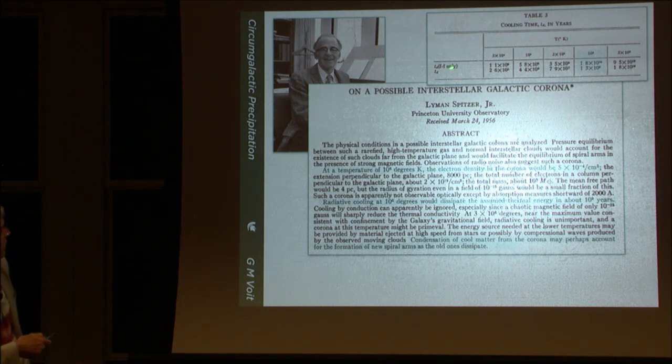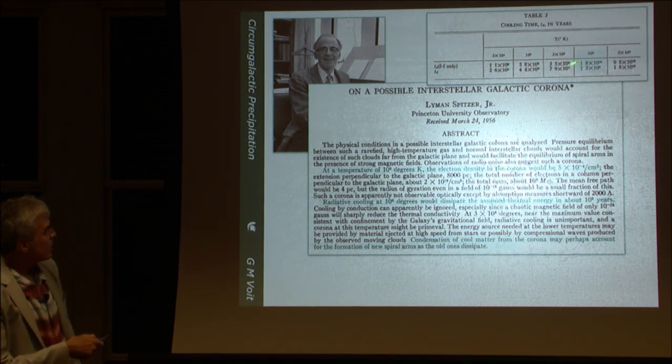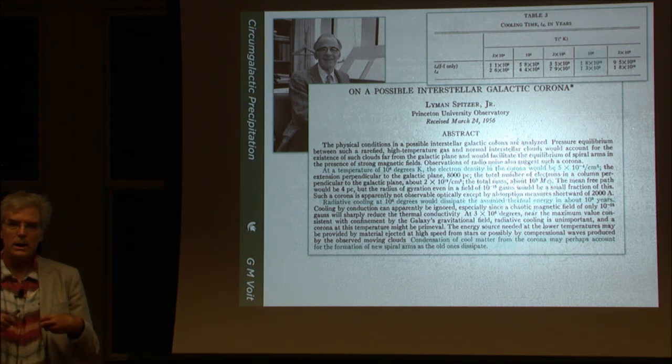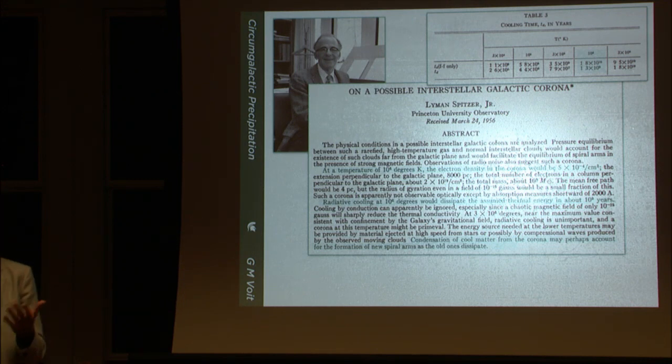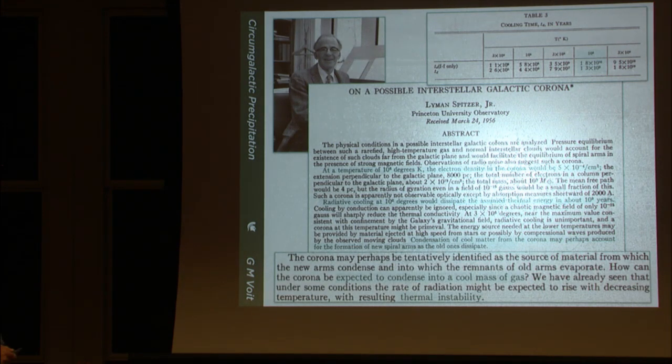Here's a calculation. In order to get this result, he had to say, well, the cooling is not just free-free. There's also emission lines from highly ionized species, but he happened to know a few things about hot plasmas and was able to calculate at 10^6 degrees. He estimated a cooling time of about a gigayear and said, you know, this could tentatively be identified as the source of material for the spiral arms, condensing and maybe giving you thermal instability. And it is very apropos of 2017 to be talking about these things, and he was talking about 1956.